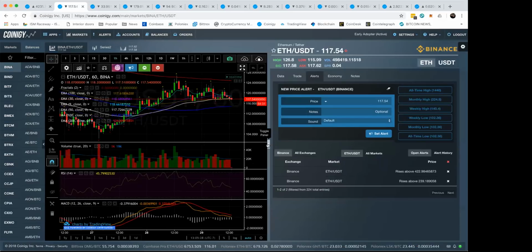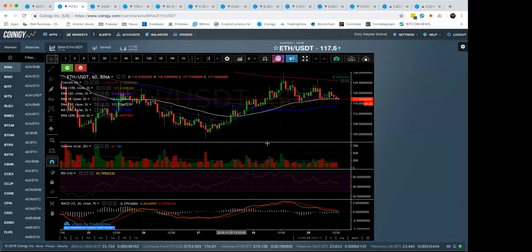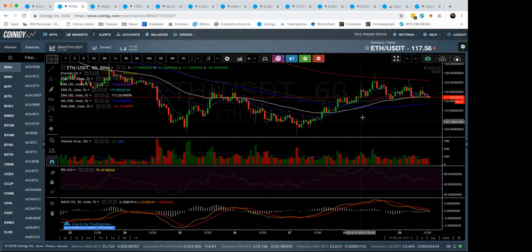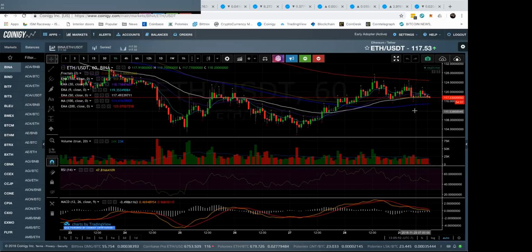ETH is currently sitting at $117. Very similar to Bitcoin, we had a move up to the 200 EMA. We were rejected. We came down to the 50. We were able to try one more time. We were rejected again near the 200 EMA. Came back down, and we're currently sitting at the 50 EMA.